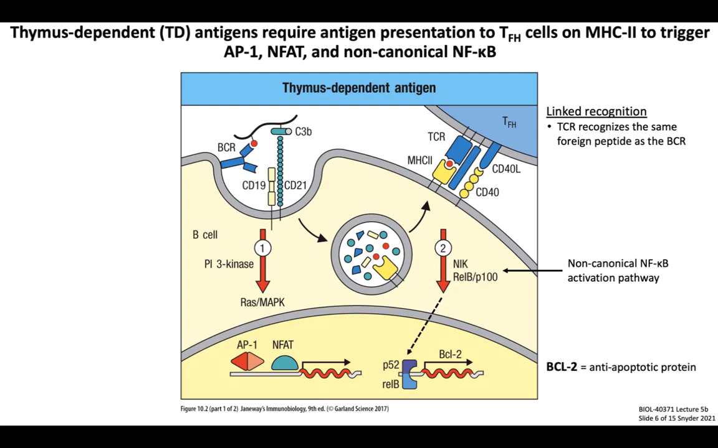Activation of the TFH cell leads to the production of signals that stimulate B cell proliferation and survival. And this includes a marker called CD40 ligand that binds to a receptor called CD40 that's expressed on the B cell. CD40 signaling within the B cell stimulates a new signal transduction pathway that we haven't discussed yet, which is a non-canonical NF-kappa B pathway activated through the function of a kinase called NIK and a precursor protein called p100. Importantly, this pathway upregulates expression of a key anti-apoptotic protein called BCL2, and this functions by promoting B cell survival.